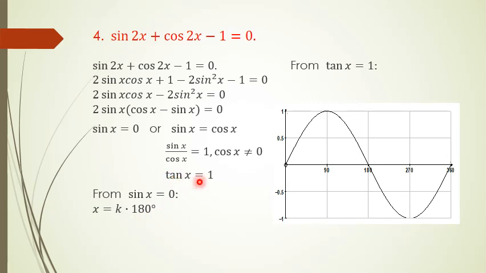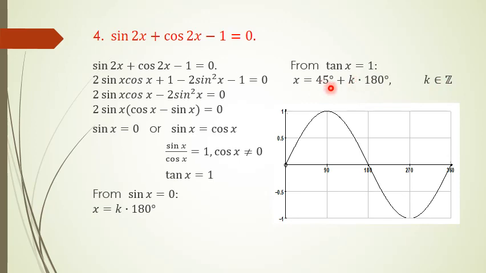Then from the other one, tan x equal to 1, we have a reference angle of 45 degrees, and this is a special angle. I think we need to know this even without a calculator. If tan x equal to 1, then x is equal to 45 degrees. So x equal to 45 degrees plus k times 180 degrees. Remember the period of the tan function is 180 degrees. And don't forget k is an integer.